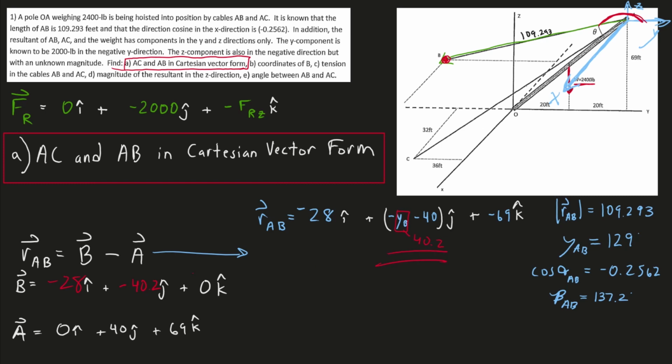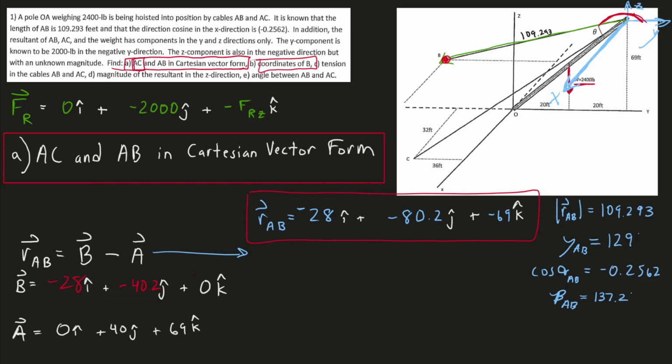So now with this number in there, we can complete our entire position vector from A to B. So negative 40.2 minus 40, negative 80.2. So let's change that. So here's my position vector, RAB. There we go. And also I picked up the coordinates of B as well. Here they are right here. B is negative 28 in x, negative 40.2 in y, and 0 in z.